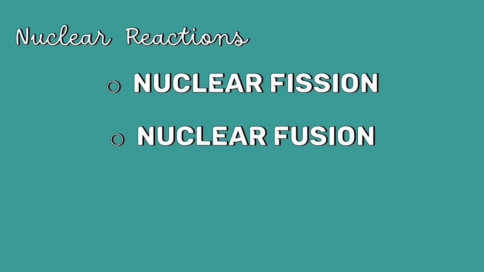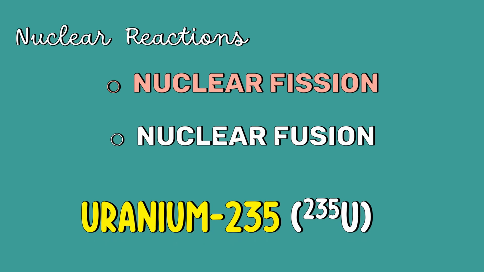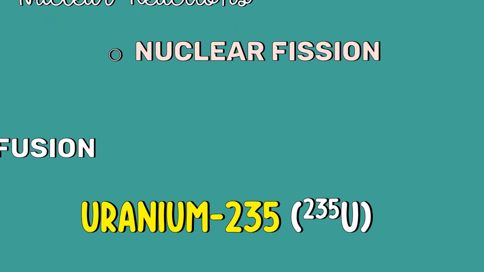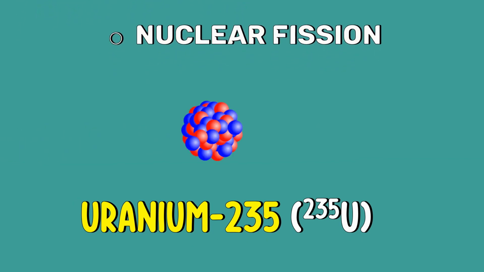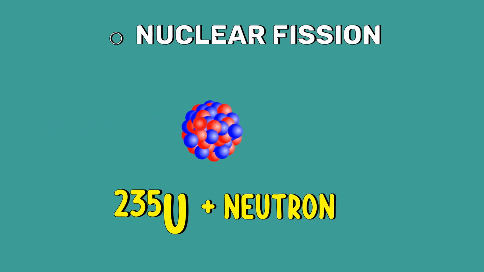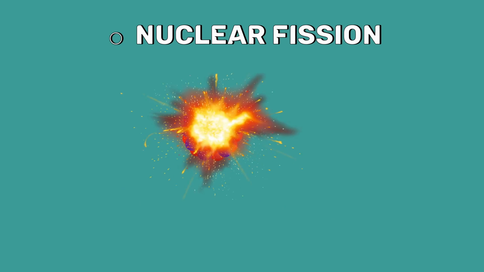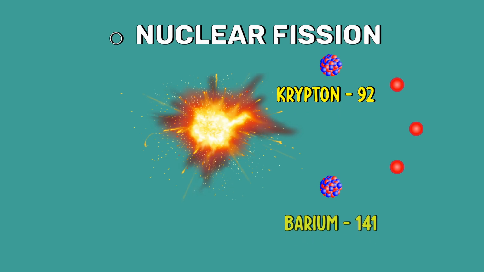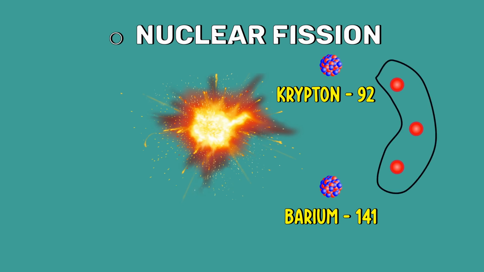The common fuel used for fission is uranium-235. The nuclear fission reaction is triggered by hitting this uranium-235 with a neutron from another source. When this excess neutron is added to the uranium-235, it becomes more unstable and splits into two smaller atoms, krypton-92 and barium-141. Along with these two atoms, 3 free neutrons are also produced during this fission process.